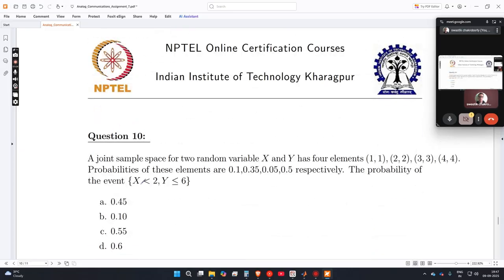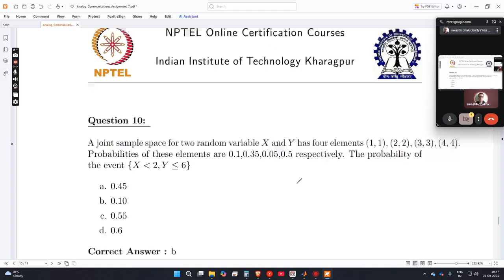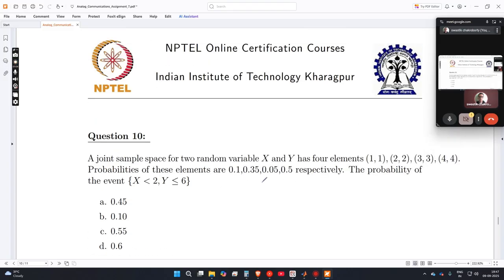Now, the next question. A joint sample space for two random variables x and y has four elements: (1,1), (2,2), (3,3), and (4,4). So x equal to y are the only sample space elements. Now the probability of these elements are 0.1, 0.35, 0.05, and 0.5. So together they add up to 1. So (1,1) has a probability of 0.1, (2,2) has a probability of 0.35, (3,3) has a probability of 0.05, and (4,4) has a probability of 0.5.